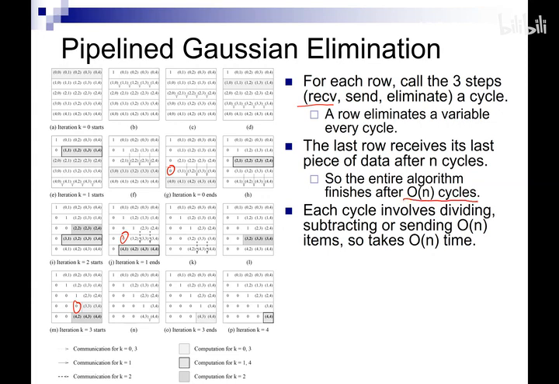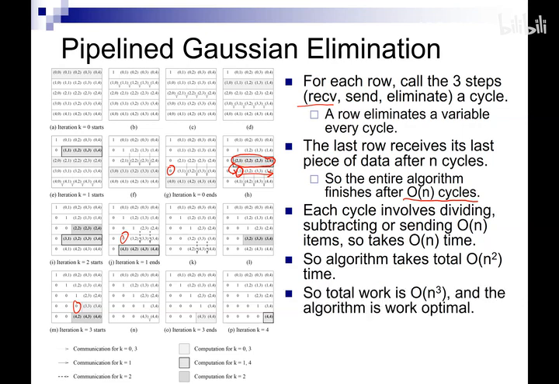But each cycle involves order n computations, because you're getting all of this data from the previous node, and then you have to take those n pieces of data and use them to do all these computations on your entire row in order to eliminate one of these values. So we run for order n cycles, and each cycle takes order n time. Therefore this entire algorithm takes order n squared time.